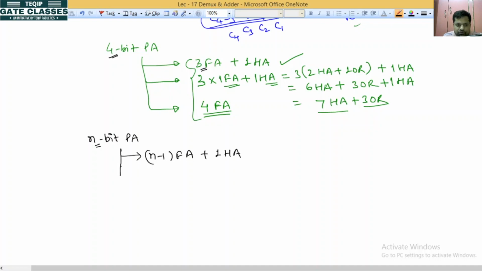Now second, we have 7 here. If we have n equal to 4 here, then 7 we got with 2n minus 1, where n is the number of bits in the parallel adder. So here n equal to 4, 4 times 2 is 8, minus 1 is 7, so it is 2n minus 1 half adders plus, when we have 4 here, we have 3 OR gates. So if we have n here, then how many OR gates are required? n minus 1 OR gates.